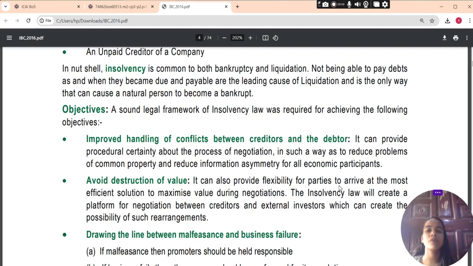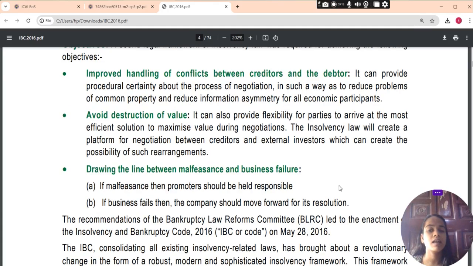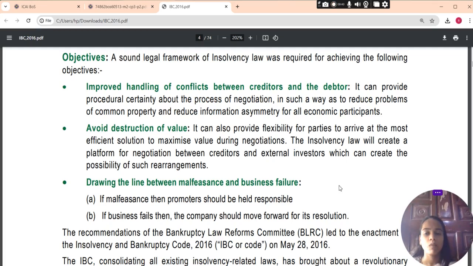What are the objectives? A sound legal framework of insolvency law was required for achieving the following objectives. Then comes the improved handling of conflicts between the creditors and the debtor. It can provide procedural certainty about the process of negotiation in such a way as to reduce the problems of common property and reduce information asymmetry for all the economic participants.